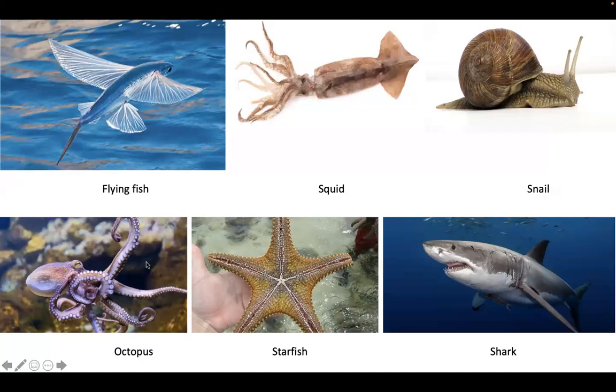The octopus is found in Bangladesh as well, in our sea area. Starfish is also observed. I saw one once in Saint Martin. And in our marine area, we have shark as well, which is a predator fish, and they can grow really big.